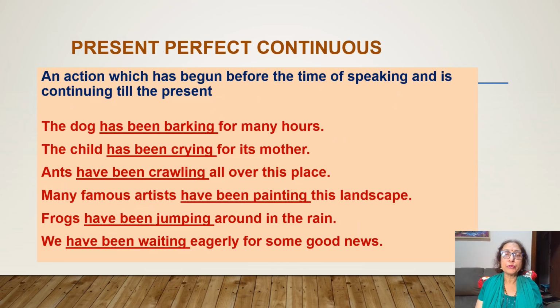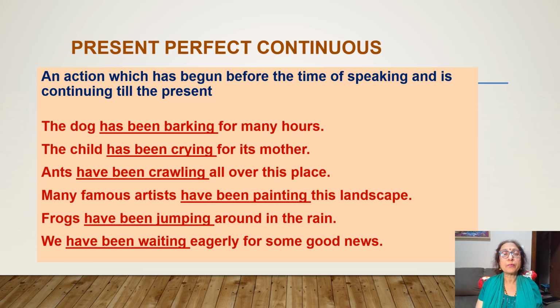Now we come to the uses. How do you use the present perfect continuous? I have already explained. Now you can see it on the slide, and you can also listen to this, that an action which has begun before the time of speaking. The action is begun in the past and is continuing in the present. It will come to an end in the future. That is what you have to keep in mind.